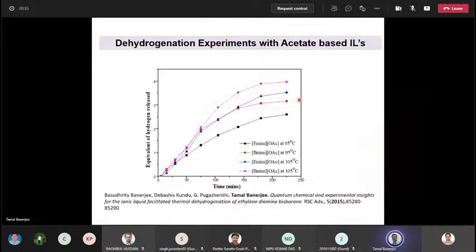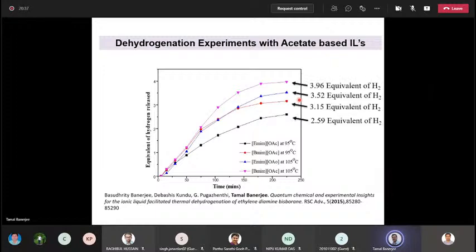So it's pretty high: 3.96, 3.52, 3.15. We didn't go further because we saw a plateau. We stopped here. So let's say these are the cumulative release of equivalents of hydrogen. Why didn't we go further at this temperature? Because 120 is the melting point of this EDAB, so we stop before the melting point. There's no point in going ahead, as we don't have higher equivalents.